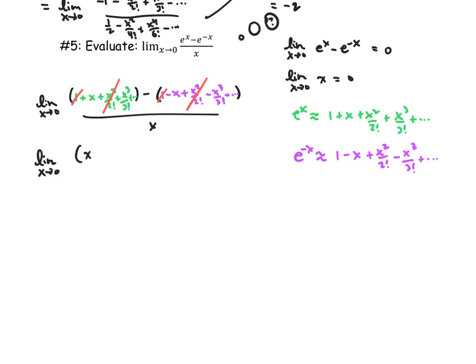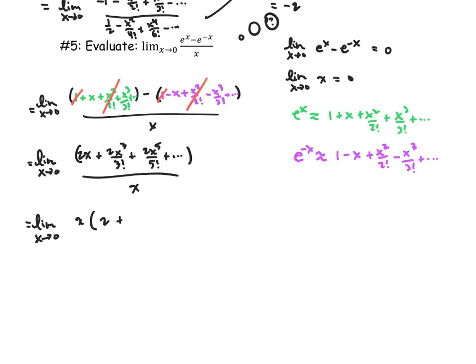So I'll have x minus a negative x, which makes 2x. X cubed over 3 factorial minus a negative x cubed over 3 factorial, which will be plus 2x cubed over 3 factorial. If we were to continue, we would get 2x to the 5th over 5 factorial, and so on and so forth, all over x. So what we want to do next, and of course we want equivalence along the way, is I'm going to factor out an x, leaving me with 2 plus 2x squared over 3 factorial plus 2x to the 4th over 5 factorial all over x times 1.